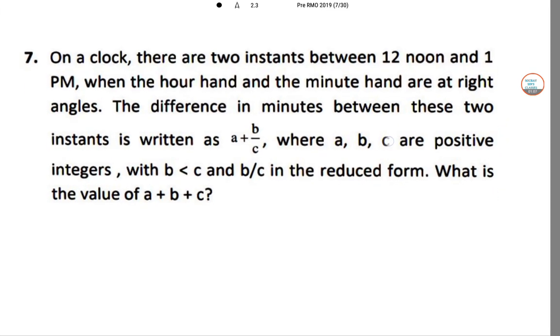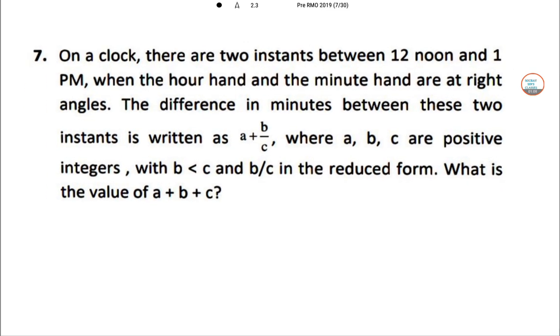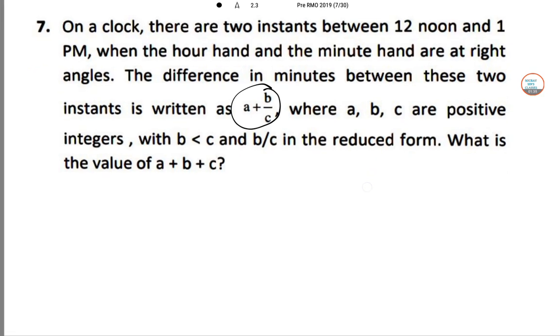On a clock there are two instants between 12 noon and 1 p.m. when the hour hand and the minute hand are at right angles. The difference in minutes between these two instants is written as a plus b by c, where b is less than c and b by c is in reduced form. What is the value of a plus b plus c?